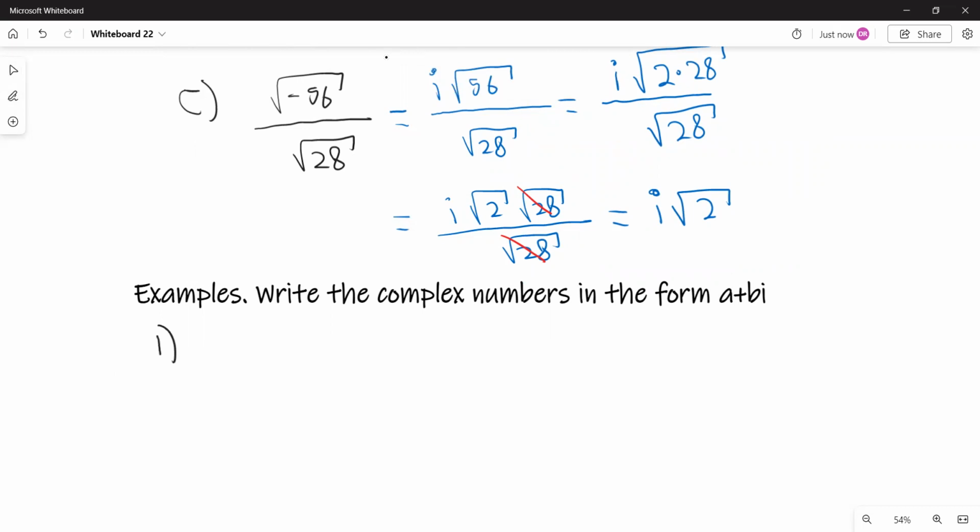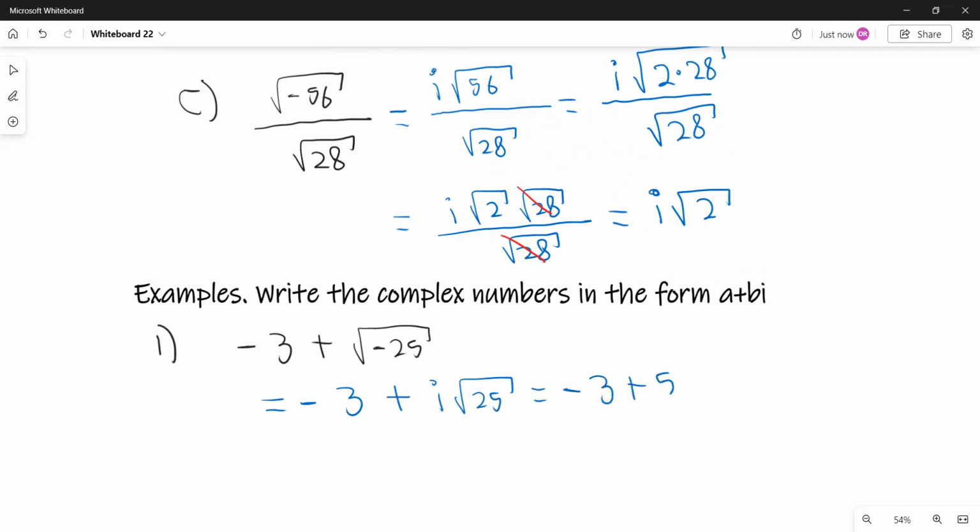Okay, number one, the complex number is -3 plus the square root of -25. So -3, there's nothing we need to do about that. The square root of -25 is i times the square root of 25. The square root of 25 is 5. So that's -3 plus 5i.